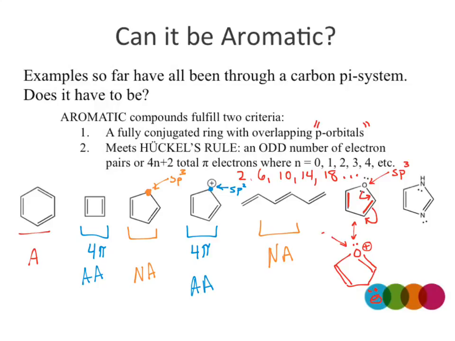Now it's sp2. By doing resonance, we can cause a pair of electrons on that oxygen to become part of the pi system, which means when we go through and count the pi electrons, how many pi electrons do we have? We've got 6 pi, which makes that structure aromatic.